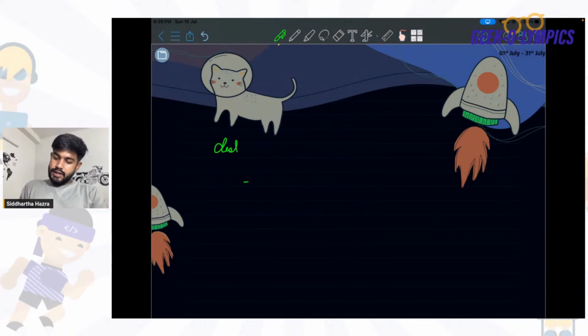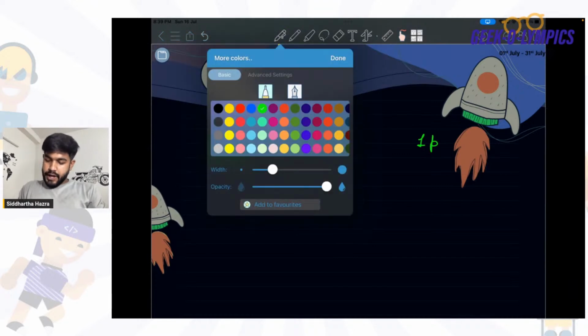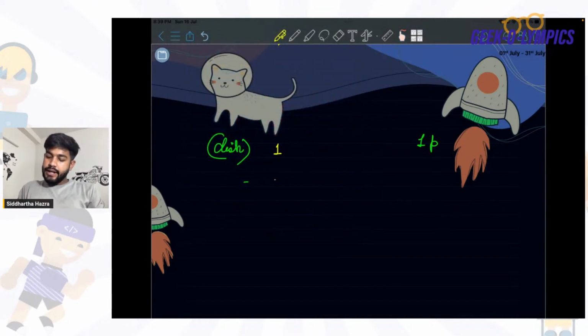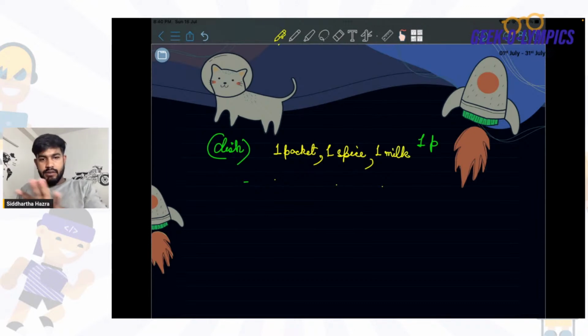Okay, I want to make a dish of type 1. Let's say I'm making paneer. Okay, if I want to make paneer for one person, it would require one packet of paneer, one packet of spice, and let's say one packet of milk. Okay, so now for one person I would require all these things.